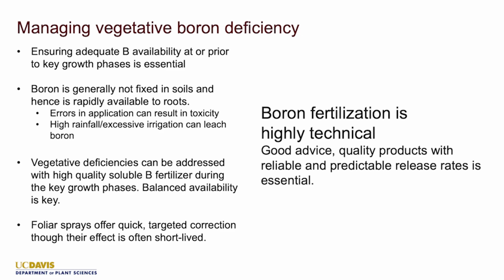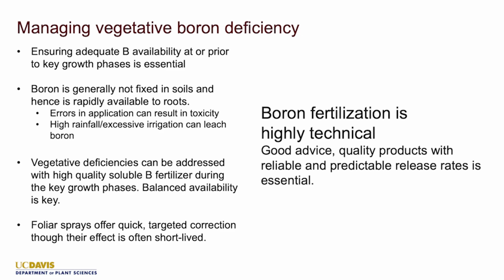Vegetative deficiencies can be easily addressed with any high-quality soluble boron fertilizer if the application time is correct. So balancing that availability of boron through the season to match the demand and the growth phases is critical. Similarly, foliar sprays offer quick, targeted correction. Often their effect is short-lived, as I mentioned before. The tissues you spray will be satisfied with the sprayed boron, but new tissues that grow subsequently may not.